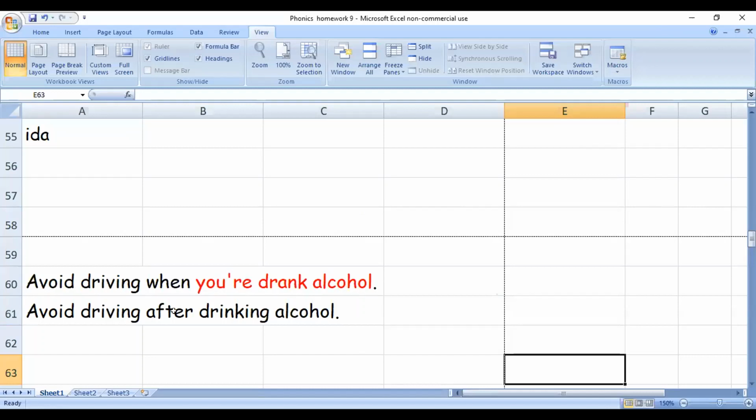It will be better if you read it like this: avoid driving after drinking alcohol. One more time, I will read the mistake and the right one. Avoid driving when you are drank alcohol. It doesn't sound right. Here the word drank is used incorrectly. Instead, avoid driving after drinking alcohol.